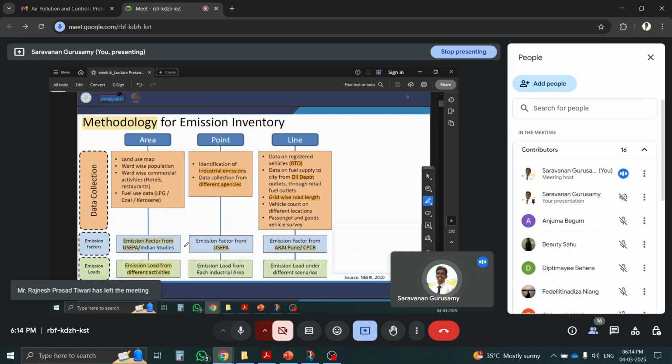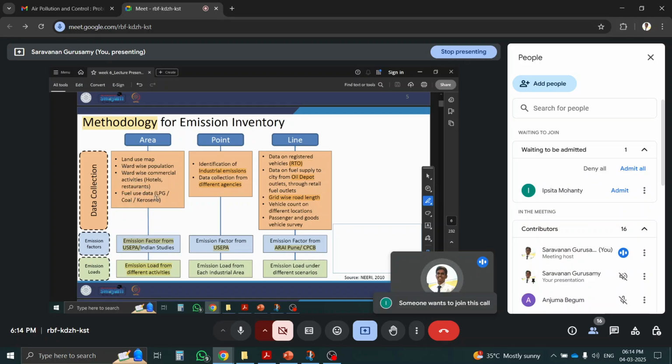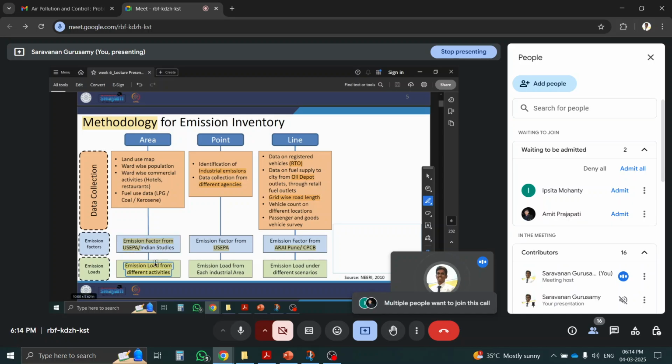And then, as I mentioned, they have three sources: area, point, and line source. Line source is from vehicular emissions. For area sources, the data collection was done using land use and land area maps, and population, commercial activities, and fuel use data. Everything they collected as data, and the emission factor was calculated from the US EPA studies. And then emission loads were calculated from the different activities.